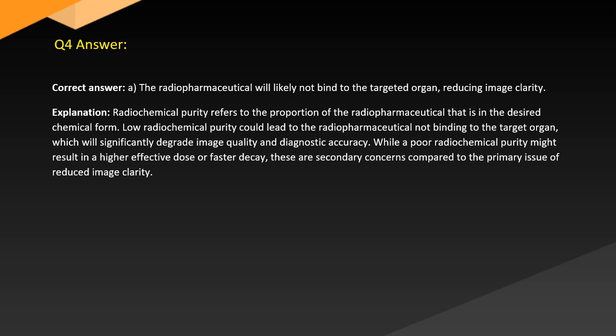Answer. Correct answer: A. The radiopharmaceutical will likely not bind to the targeted organ, reducing image clarity. Explanation. Radiochemical purity refers to the proportion of the radiopharmaceutical that is in the desired chemical form. Low radiochemical purity could lead to the radiopharmaceutical not binding to the target organ, which will significantly degrade image quality and diagnostic accuracy, while poor radiochemical purity does not result in a higher effective dose or faster decay. These are secondary concerns compared to the primary issue of reduced image clarity.